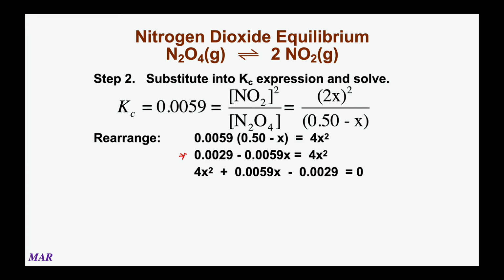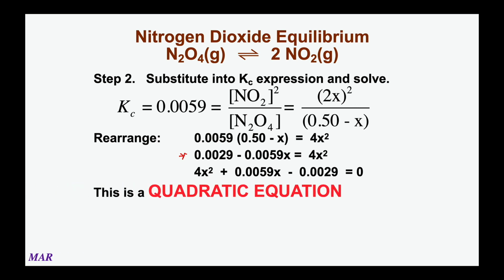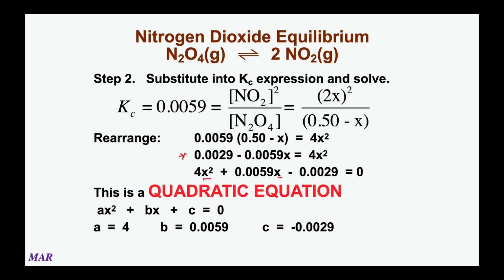And if you remember from math classes, I've written it this way because this is the form you need for a quadratic equation. In a quadratic equation, you always have an X squared, an X, and just a number. The number in front, like this 4, that's the A. And 0.0059, that's the B term. And C here is negative 0.0029.